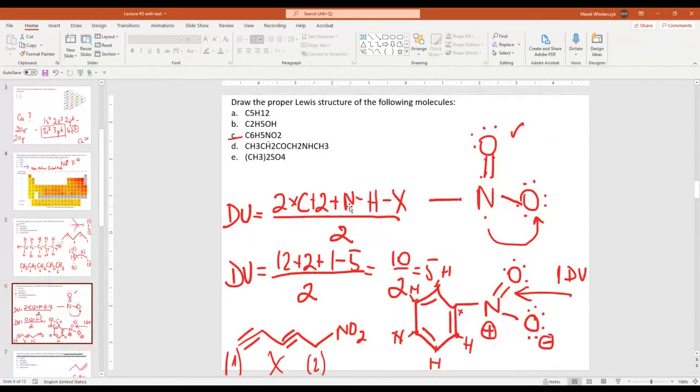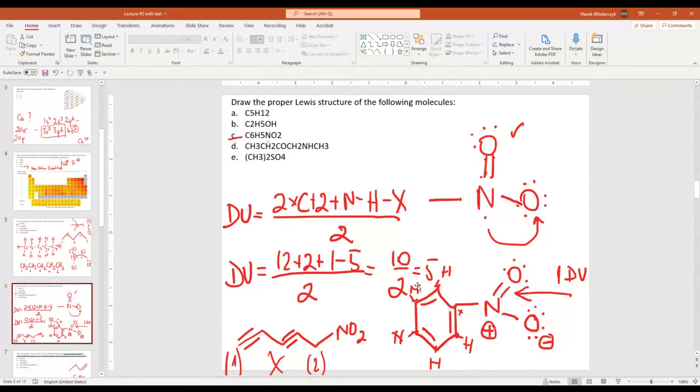We talked about the degrees of unsaturation. When you have a general formula and you want to predict how many double bonds, or pi bonds, you have, you need to calculate the degrees of unsaturation. It's calculated using the formula over here, which is 2 times carbons plus 2 plus nitrogens minus hydrogens minus halogens, divided by 2. Like we did in molecule C here, and we found that we have 5 degrees of unsaturation. The double bond here is 1 degree of unsaturation.